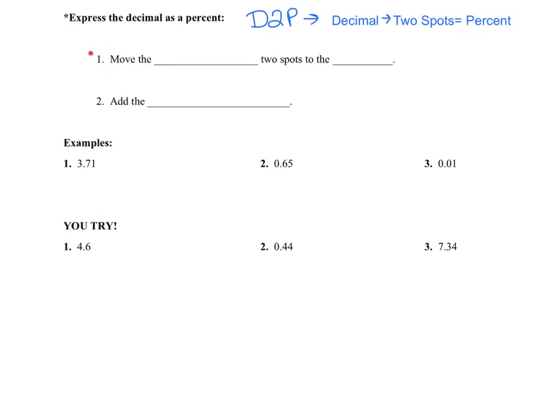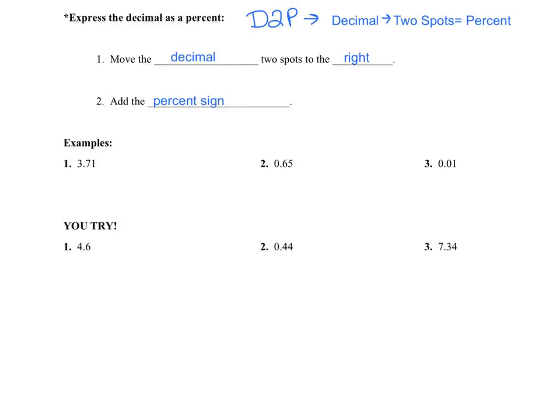So in step 1, we're going to move the decimal 2 spots to the right. Number 2, our second step, is to add the percent sign.